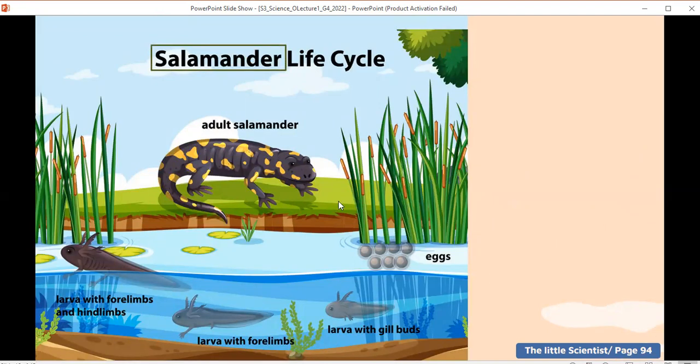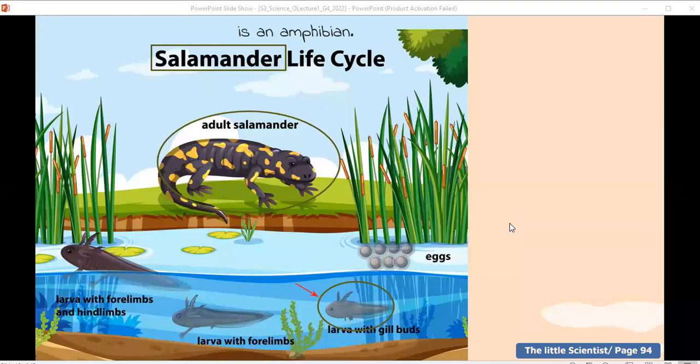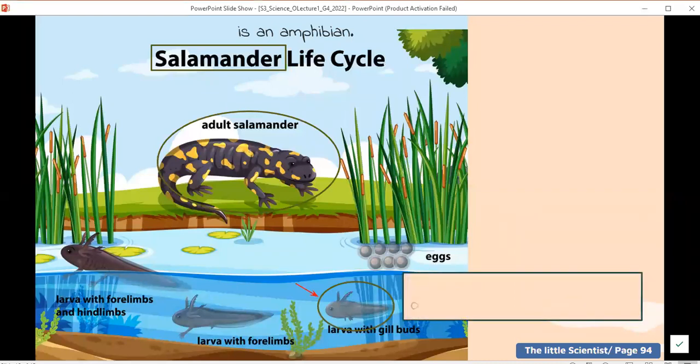Look at the salamanders. Salamanders are amphibians. They lay eggs in water. Look at the larva. The larva is the young salamander. It is a baby. And look at the adult, the big one. The baby stage looks very different from the adult stage. So the baby is very different from the big one.